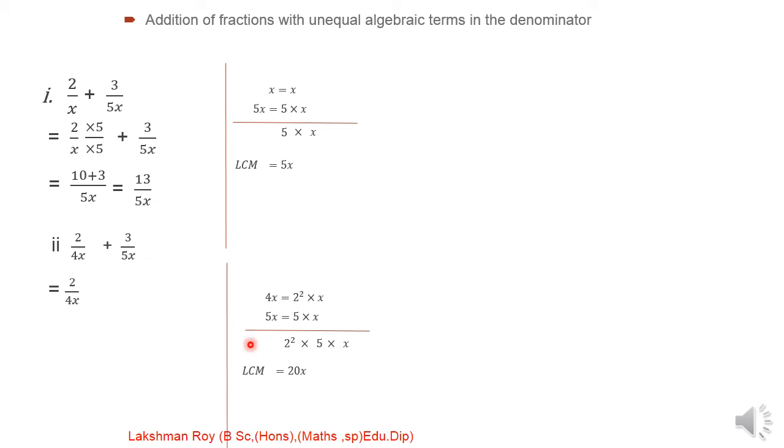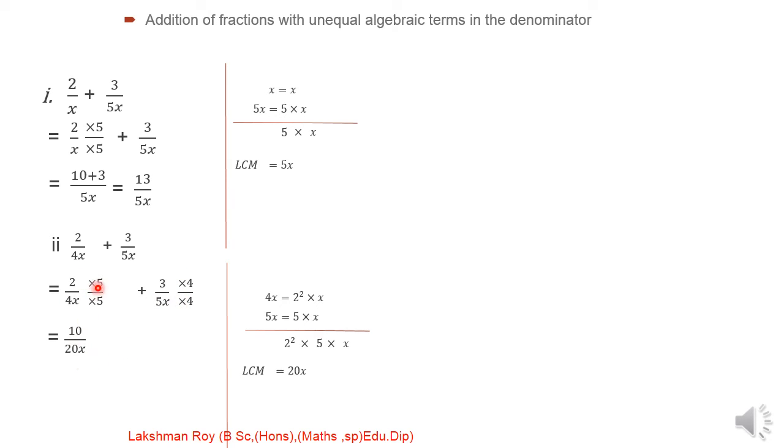That is the LCM. Now try to make the denominators 20x. For the first fraction, how to make 4 into 20? That should be multiplied by the number 5, right? Both numerator and denominator should be multiplied. Then the second fraction, 5x. How to make 20x? x is there. 5 to make 20 should be multiplied by 4, right? Both numerator and denominator are multiplied by 4.